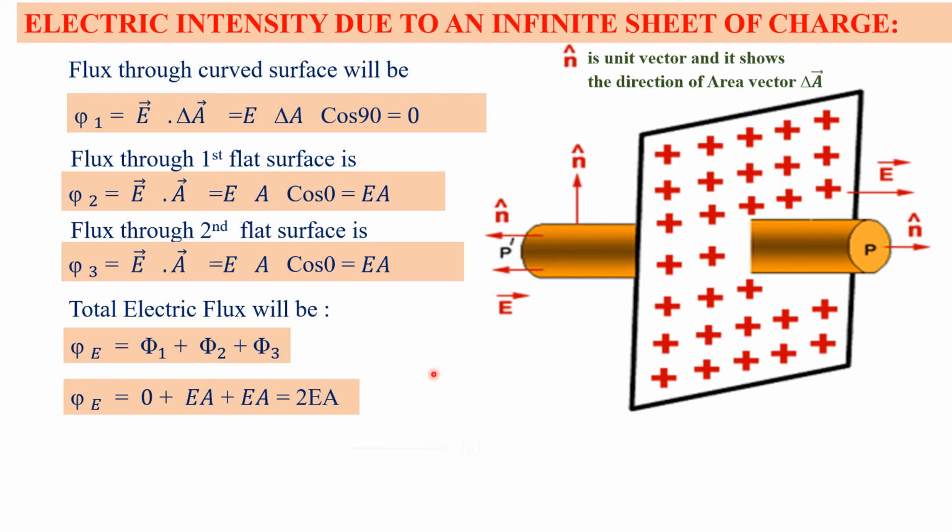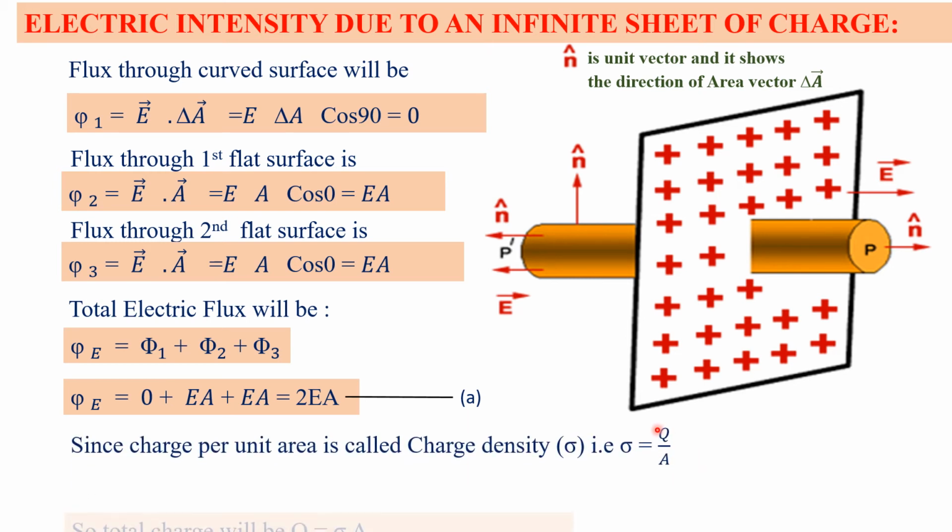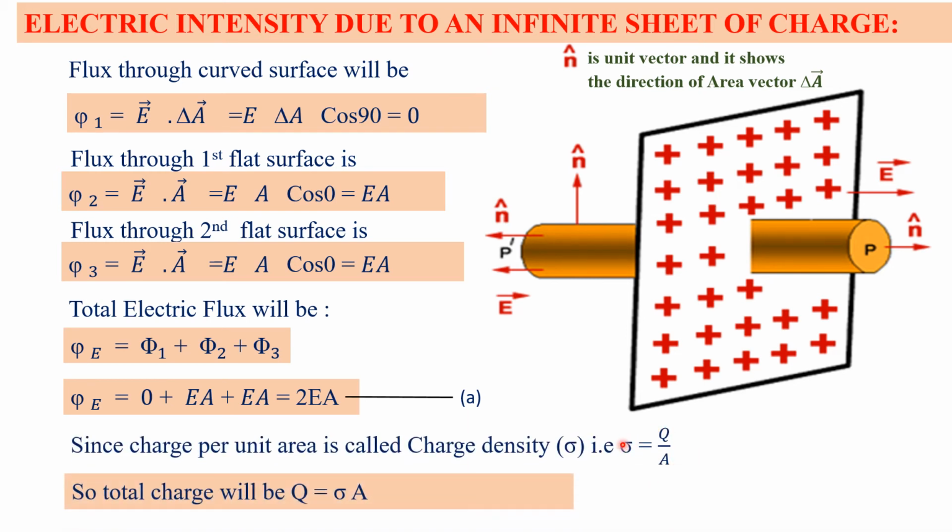Let's say this is equation A. The charge density of this infinite sheet of charge is sigma is equal to Q upon A. This is the formula for surface charge density. Surface charge density is charge per unit area. By multiplying A with sigma, we get Q is equal to sigma A.